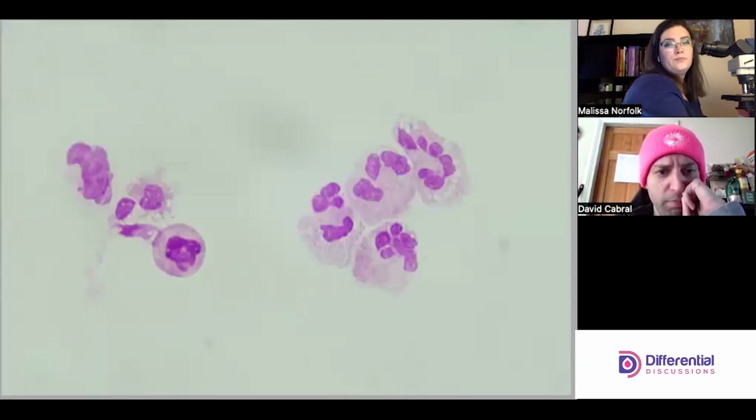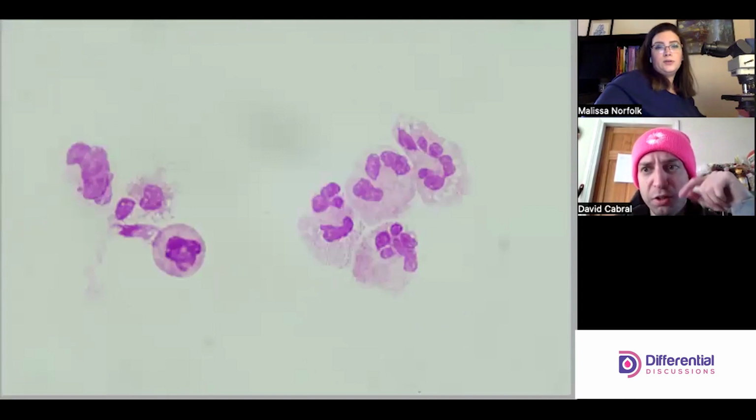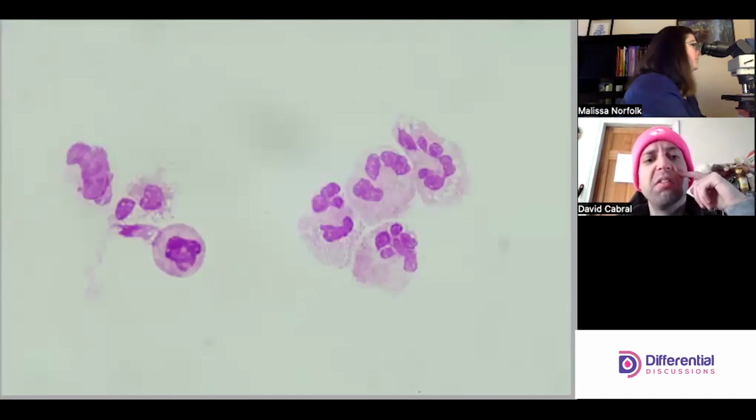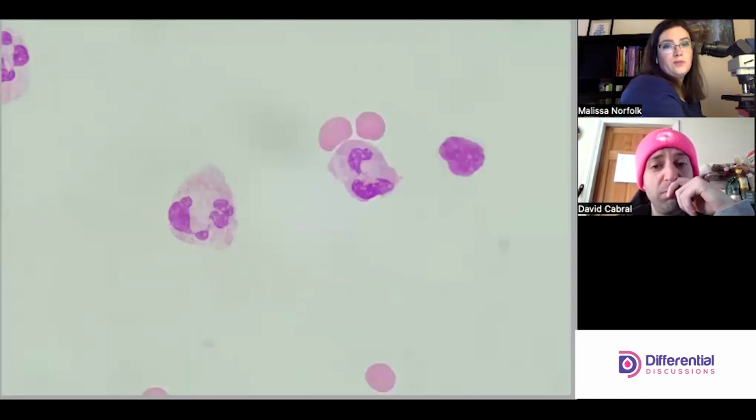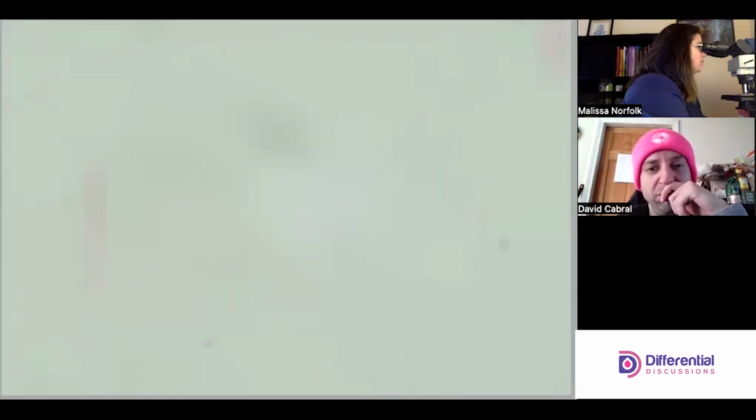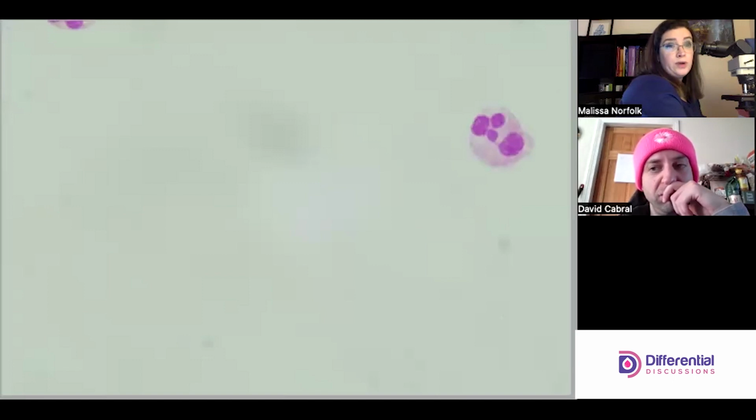Some more. I'm clicking the neutrophil button a lot, right? So with neutrophils, typically we're looking for bacteria, especially in the serous fluids. I wouldn't be looking for things like gout or pseudo gout crystals, but mostly bacteria.